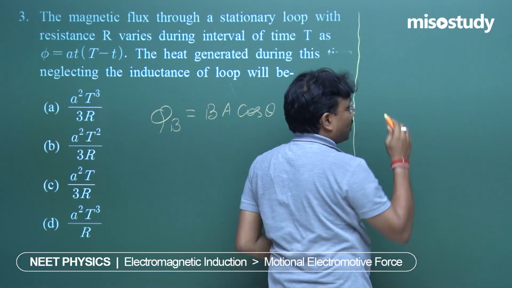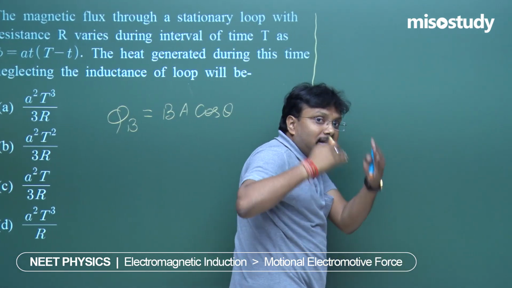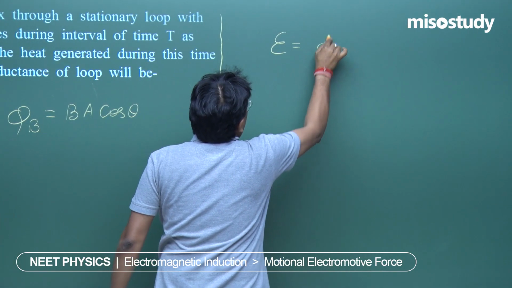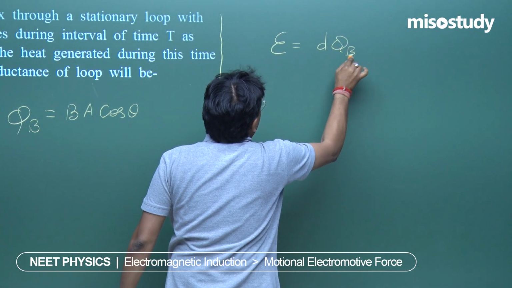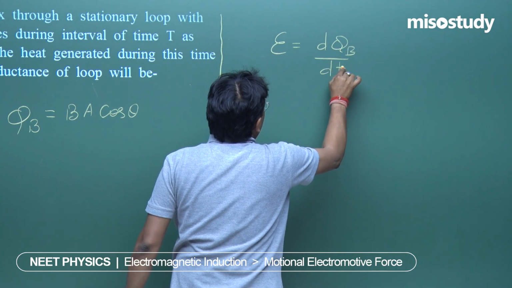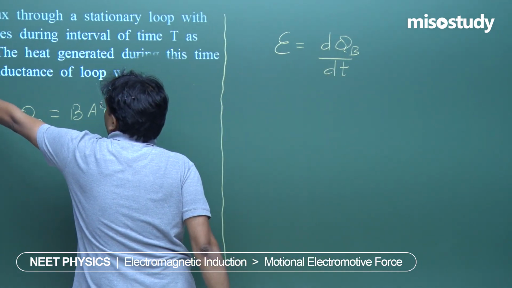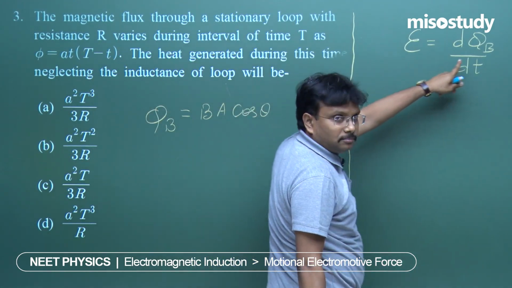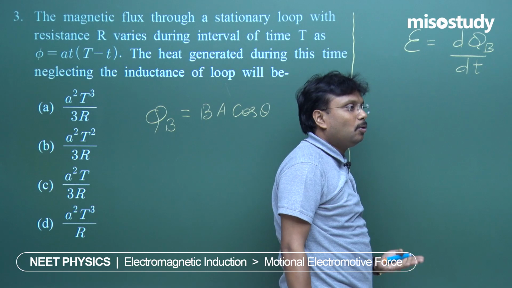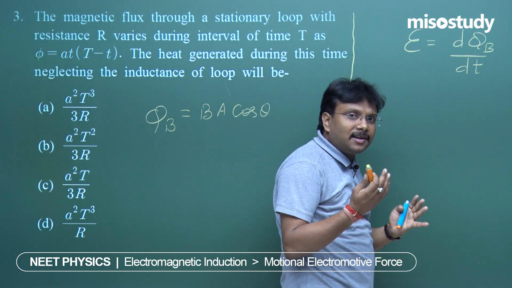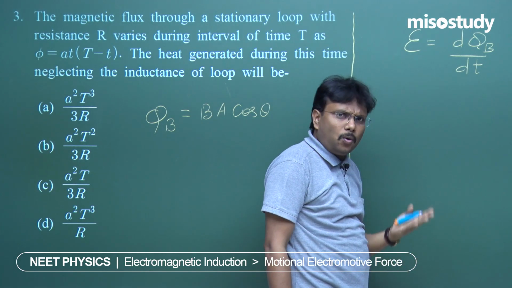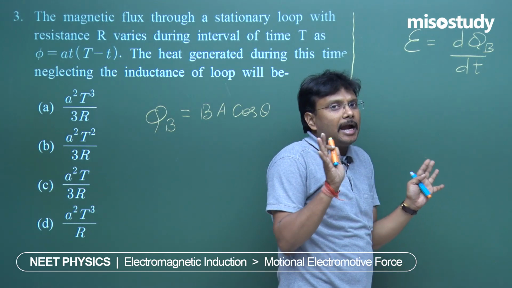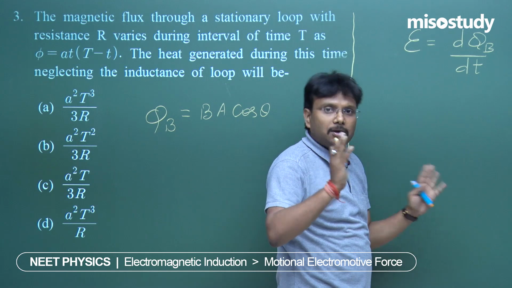Now once again the same formula but in a different manner, that is equal to dφB/dt. What you have to do? Differentiate φ with respect to time t once. That easily you can do. Although you are preparing for medical entrance exam, I can understand that small steps in integration and differentiation, very simple, you can do that.